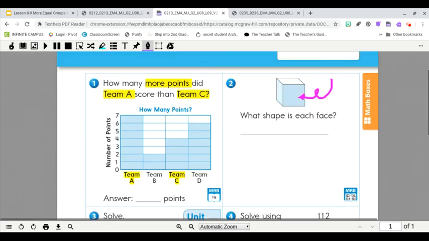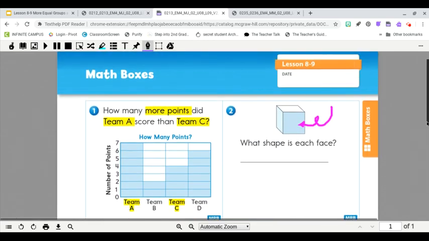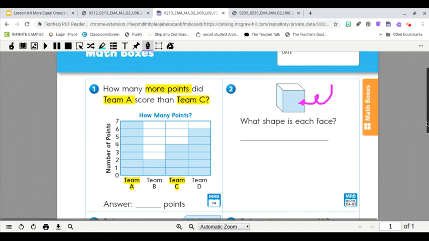For your math boxes for today, I went ahead and just highlighted a couple of things to remind you about. For number one, you're comparing team A and team C. So I just highlighted those to remind you to look at those two. Number two is asking you what shape is each face. So remember, the face is the flat side. So I'm pointing to that one for you.